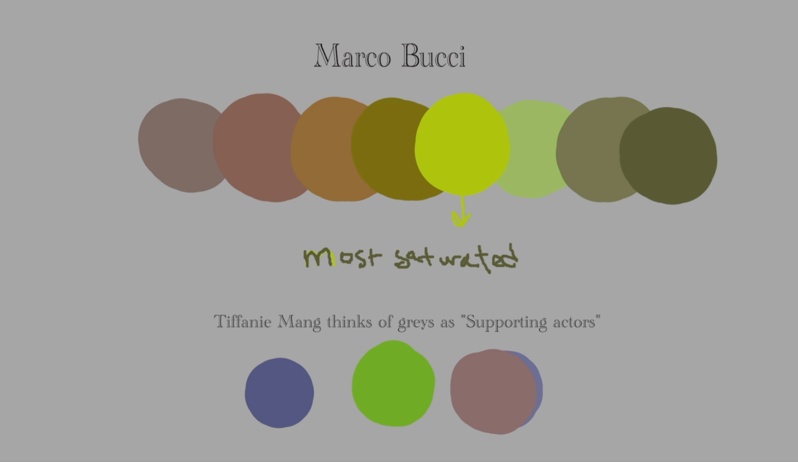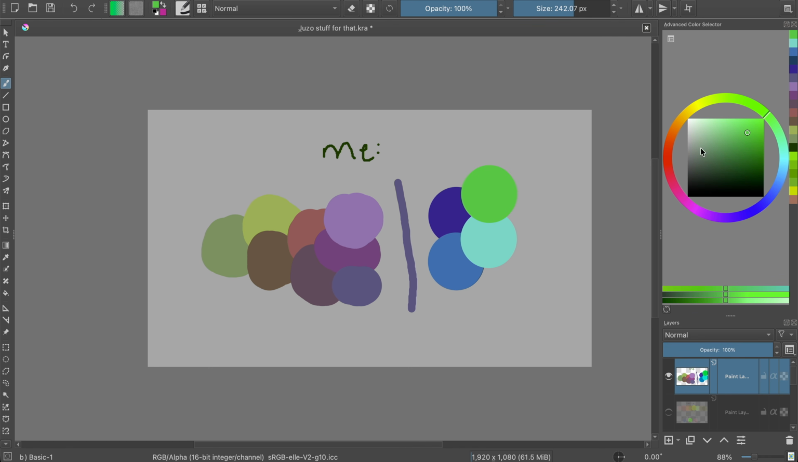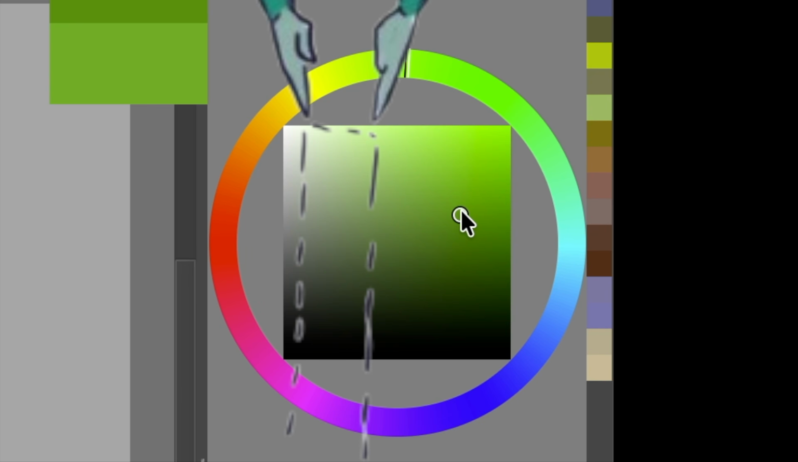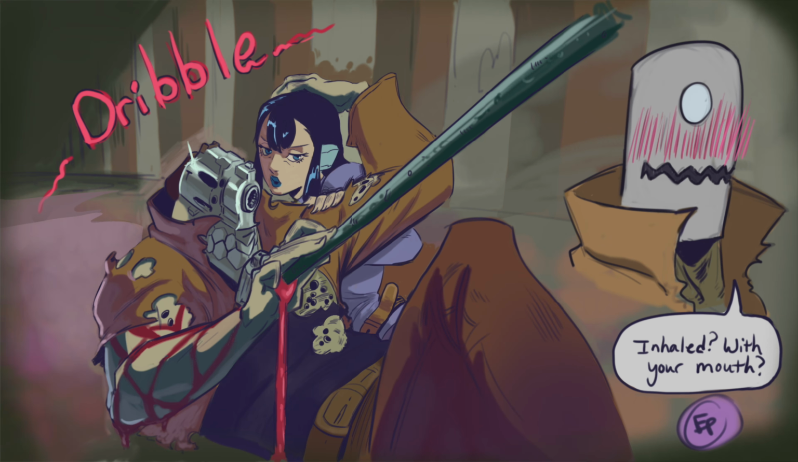But let's rewind. Marco Bucci starts desaturated and adds saturation. Tiffanie Mang loves them because they're supporting actors. I started desaturated, and then I stopped there. That's my problem. There are 3 degrees of saturation: grays, mid, and high saturation. If you stay in any one specific group, you're more than likely going to have the same issue I have because of the low contrast.